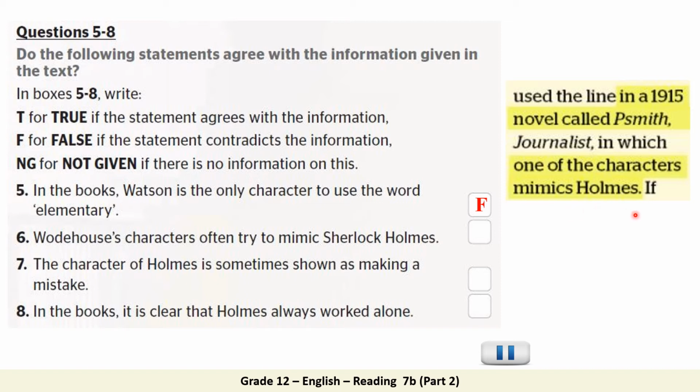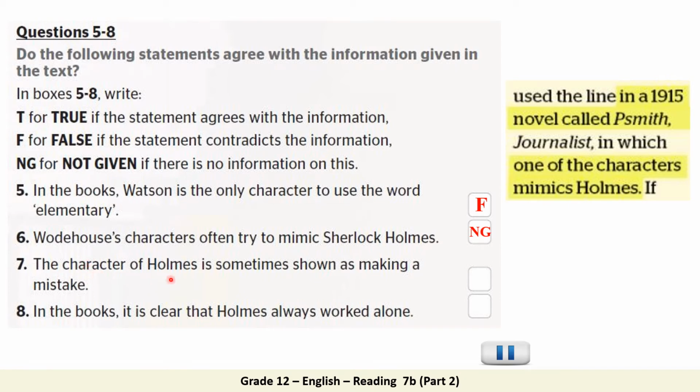So the text is only giving us information about one of the characters in one of the writer's stories. So we don't have information about this statement, and this makes it not given.